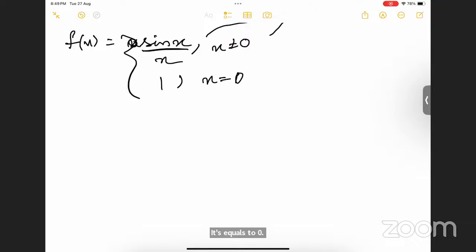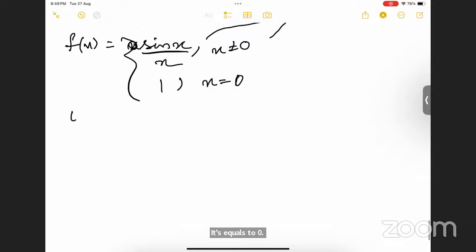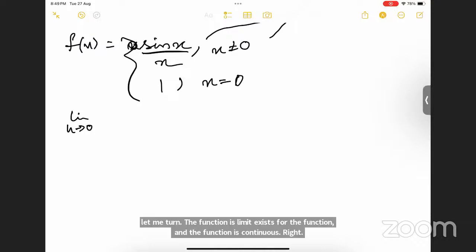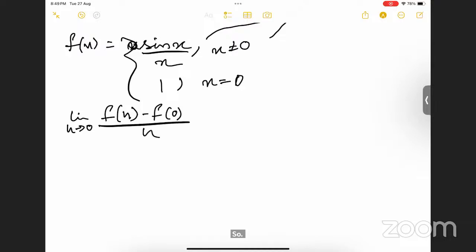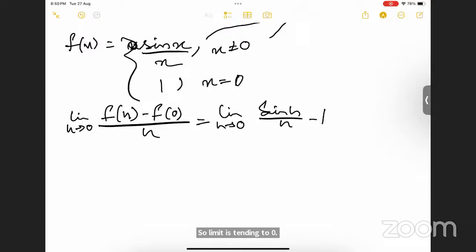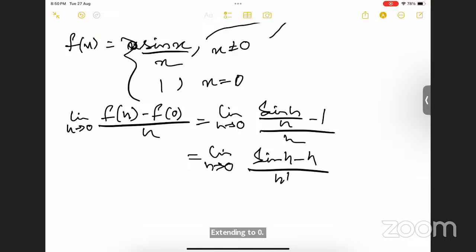So we can check via the definition. Clearly we know the limit and continuity will be the same, right? Like the limit exists for the function and the function is continuous. So we'll check whether it is differentiable or not. We are checking at the point 0, so it will be limit h tending to 0, sin h by h minus 1 by h, right? So limit h tending to 0, sin h minus h by h square, right?